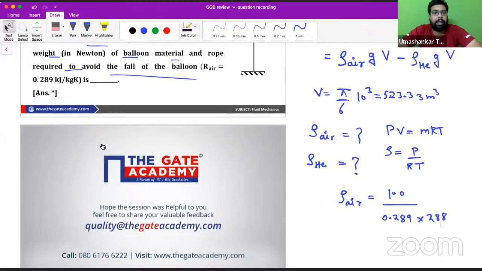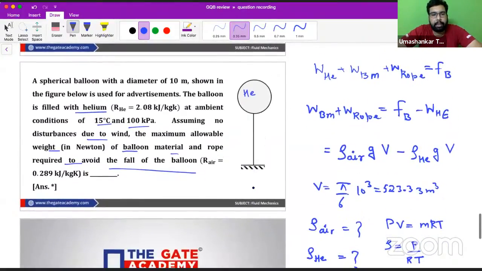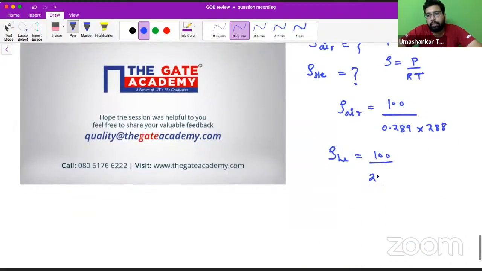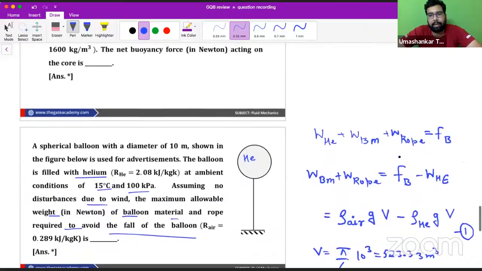So from here we can find the density of the air. Now in the same way we can find the density of the helium. The pressure again is 100 kilopascal. What is the characteristic gas constant? R is given to be 2.08. The temperature is 288. So from here we can get the density of helium and the density of air, and we can place these in equation number 1 to find the answer.